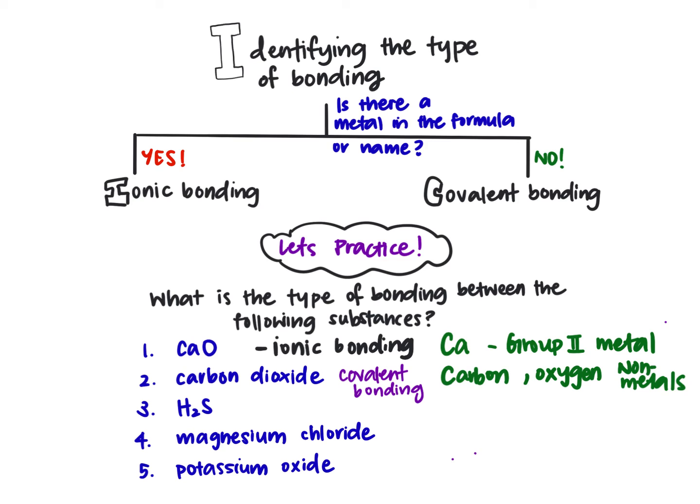Let's look at the third one, H2S. So again, using the formula, look at the chemical symbol in the periodic table. You will find that hydrogen is represented by H and S is representing sulfur. Again, these two are non-metals. And following the chart, no metal is present, so this is a covalent substance.